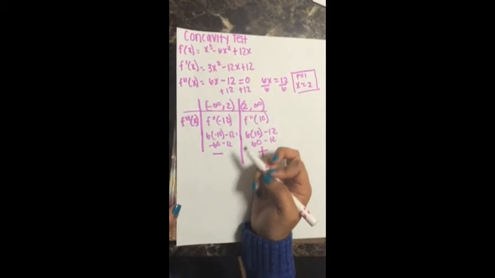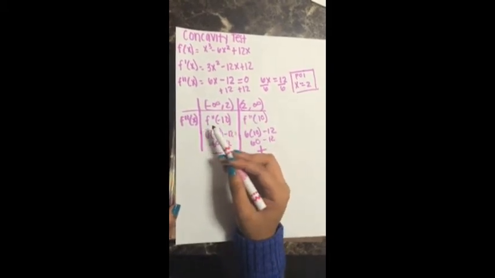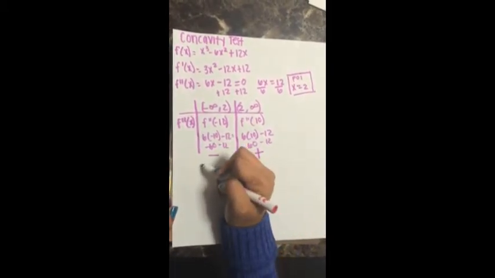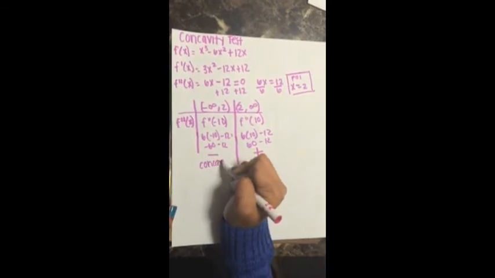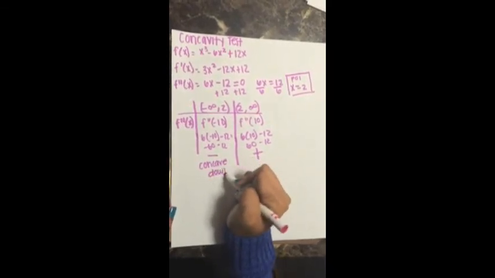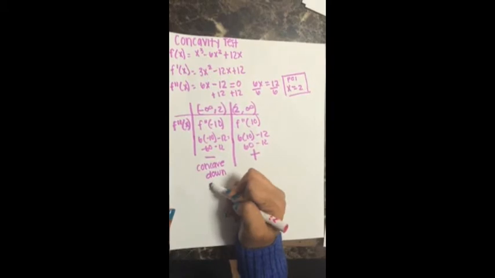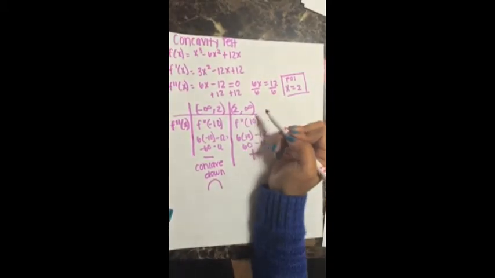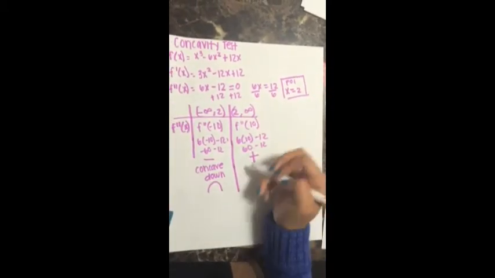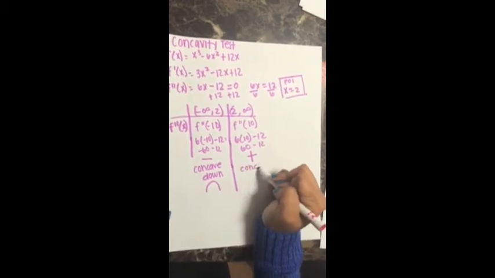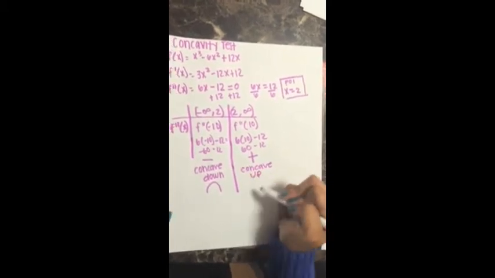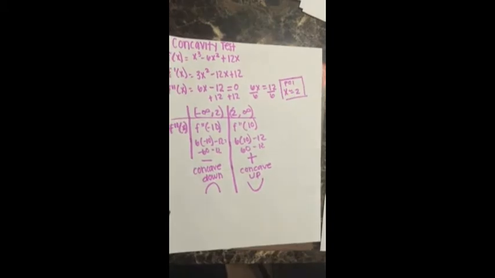So that means that between negative infinity to 2, the function is concave down. So it would look like this. And between 2 and positive infinity, the function would be concave up, which looks like this.